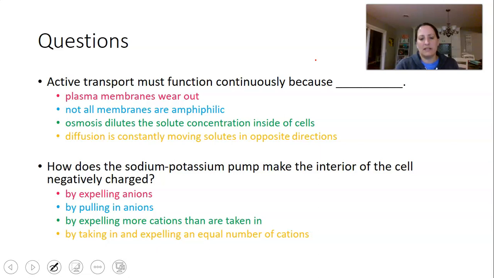So the sodium-potassium pump in particular. What does it do? The sodium-potassium pump, remember, is going to pump out 3 positively charged sodiums and pump in only 2 positively charged potassiums. And so green, the pump is going to push out or expel more cations than are taken in.